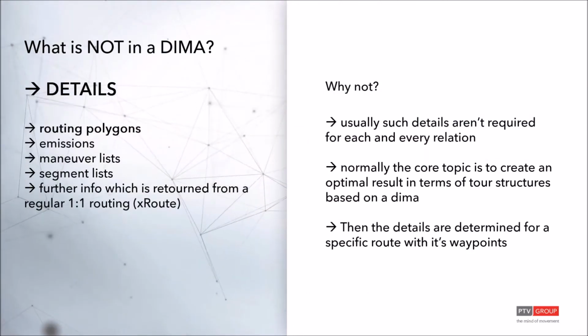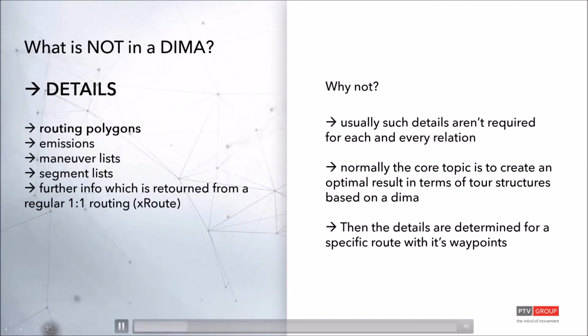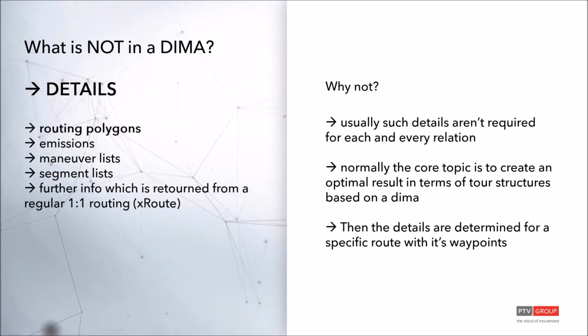Okay, what is not part of Dima is also quite important, because when you talk about routing, you are familiar with potential objects such as the routing polygon, the emissions based on HBEFA or different standards, list of maneuvers, list of segments, and so on. It makes sense to calculate these KPIs or these objects, but not in case of a distance matrix. When you work with the distance matrix, you don't need this data in the distance matrix. You may produce some kind of optimization output based on a distance matrix and then calculate these values for a specific route. That makes sense. But not in a distance matrix.